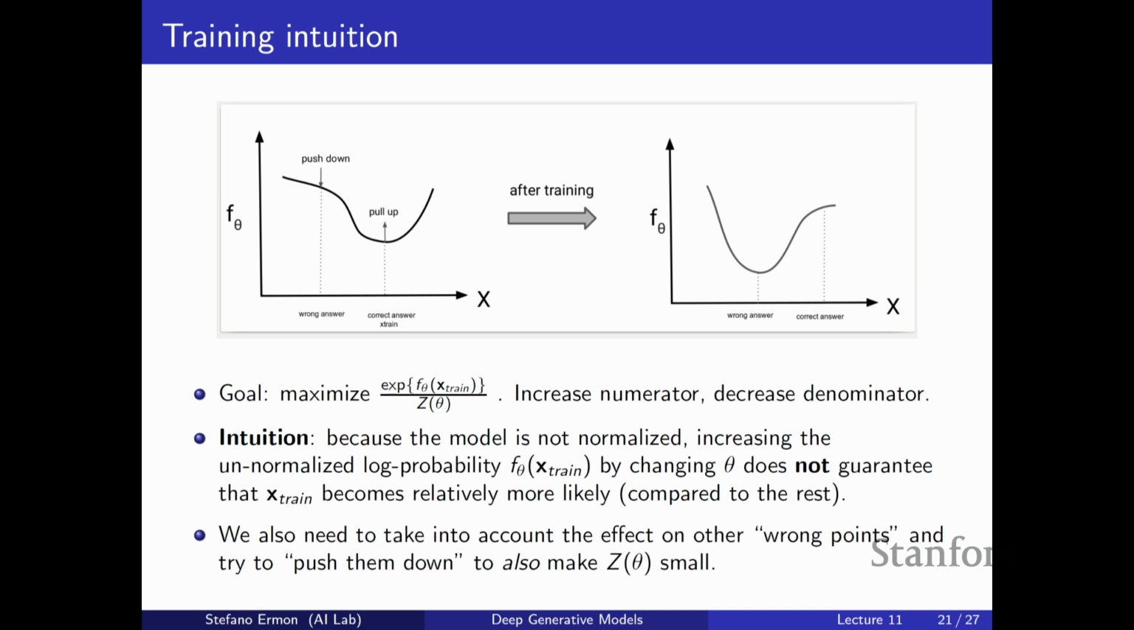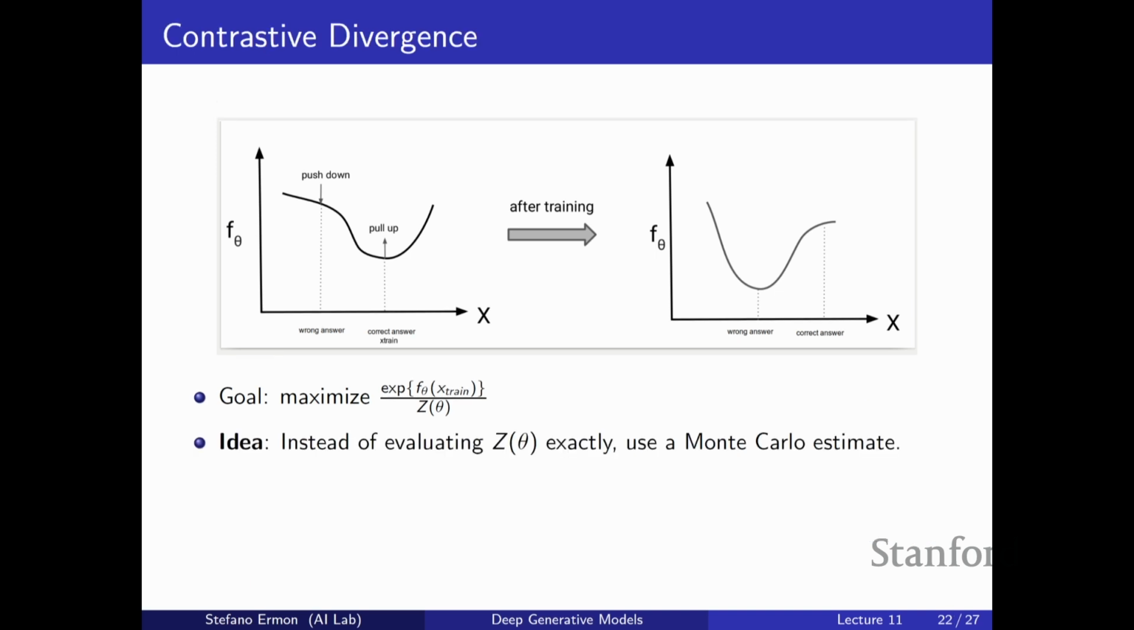And so that's the intuition that you have here. If this is f theta and you have the correct answer and some wrong answers, it's not sufficient to just push up the normalized probability of the correct answer, because everything else might also go up. And so the relative probability doesn't actually go up. So you need to push up the probability of the right answer while at the same time pushing down the probability of everything else, of basically the wrong answers. And that's basically the idea.